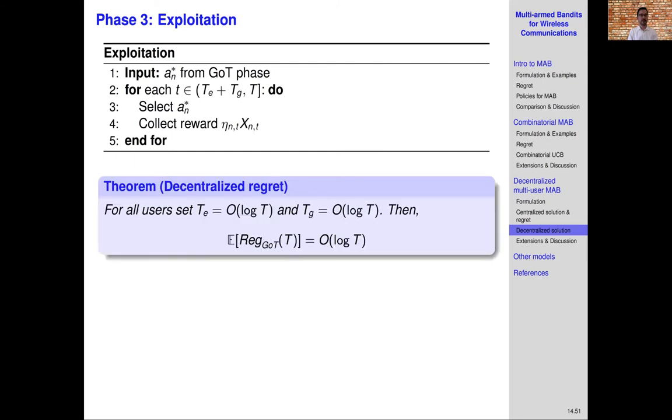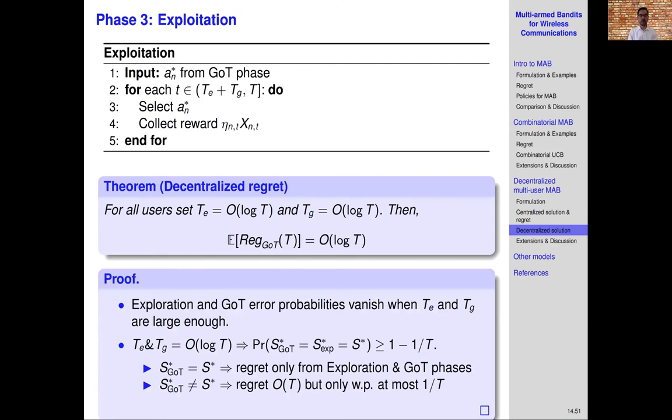Here is the main result. If all users set their exploration and GOT phase lengths the same and logarithmically increasing over t, then the expected regret is bounded as a logarithmic function of time. So players or users in a distributed way can achieve order optimal logarithmic regret.